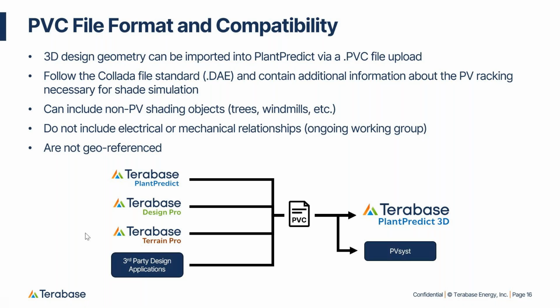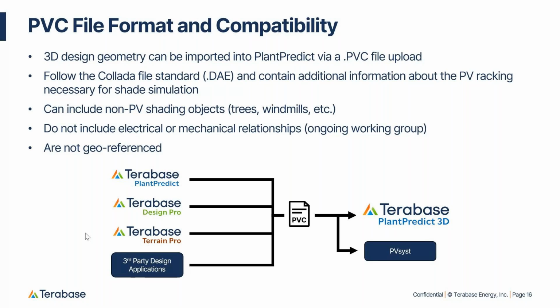Finally, PVC files are not georeferenced. So they are not tethered to a particular location on the Earth. In order to get that information, we have to couple it with other information supplied by the prediction. The PVC file is really defining the geometry, and within PlantPredict, we define the project location separately as part of the project, so that information is supplied separately.